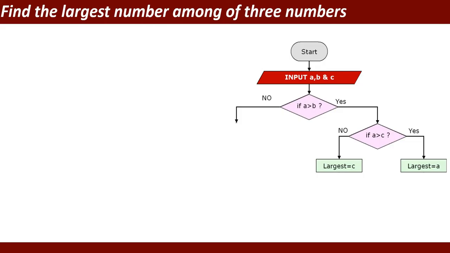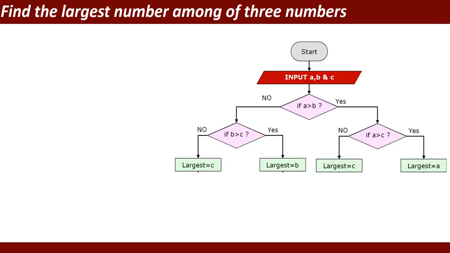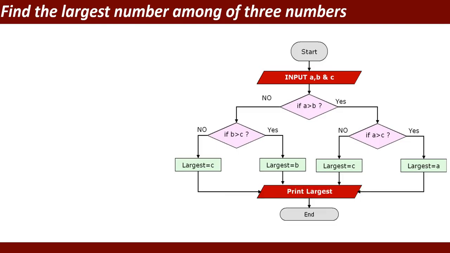And if the condition A greater than B is not true, then it will check another condition: if B is greater than C. If this condition is true, then largest will get the value from B. And if this condition is false, then largest will get the value C. And then after this, it will print the largest value. This largest variable may get the value from A, B, or C, any one.